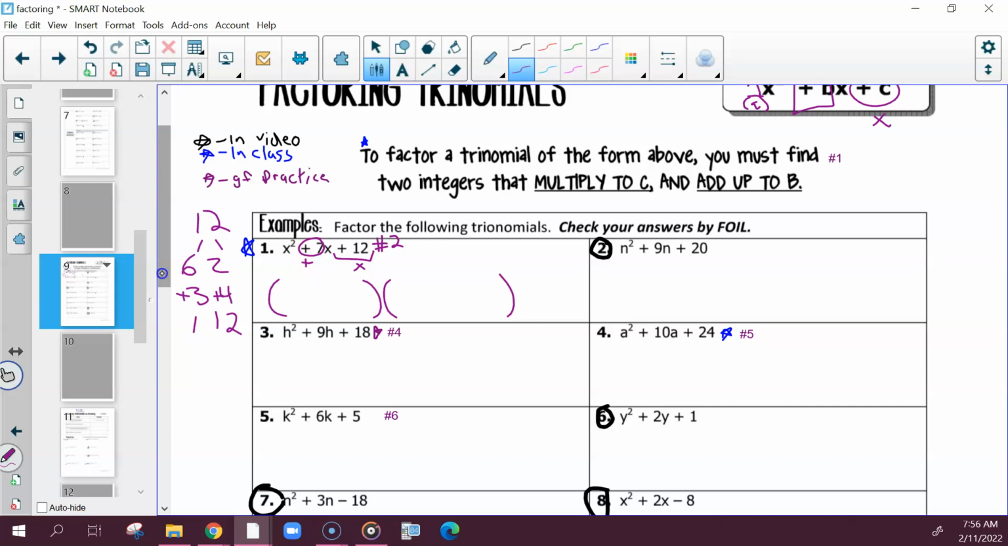Each of these problems will have an x in the beginning. Each factor will have an x. And then the two numbers you just found with their signs will go in. It does not matter if I put plus 3 here or plus 3 here. But I need to have them both.